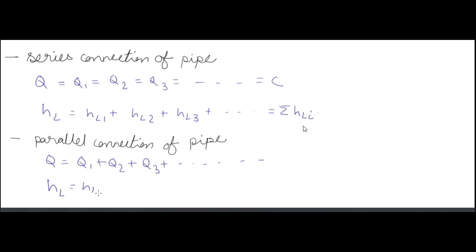Now in parallel connection of pipes, total discharge is equal to the summation of discharge given by individual pipes. However, the head loss is the same for all pipes. So in the parallel connection we have the same head loss and total discharge equal to the summation of discharge of individual pipes.